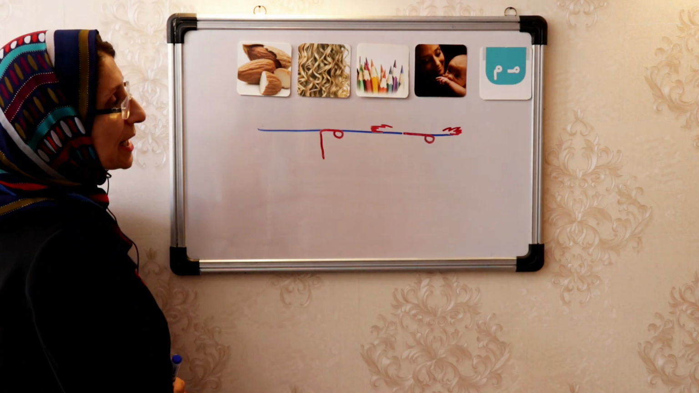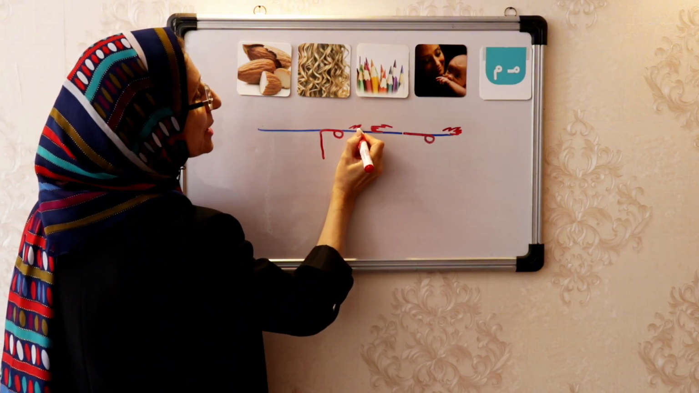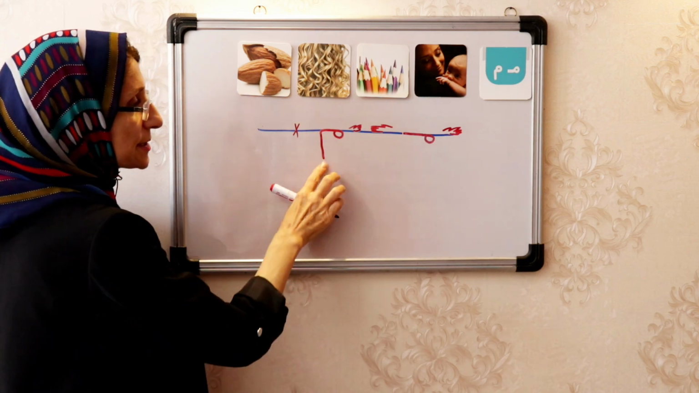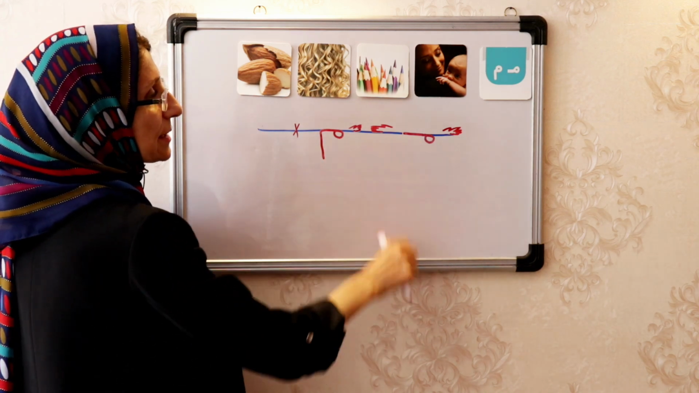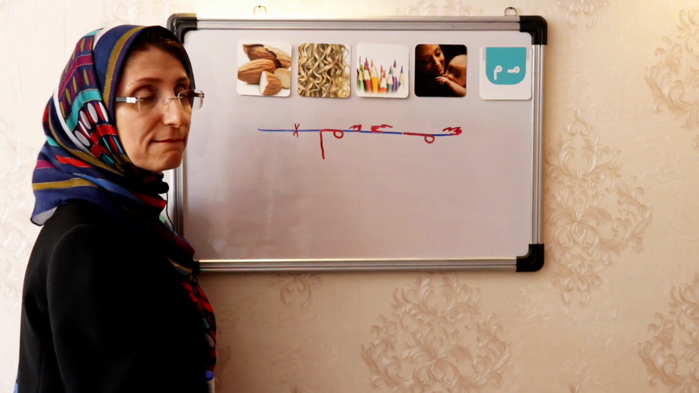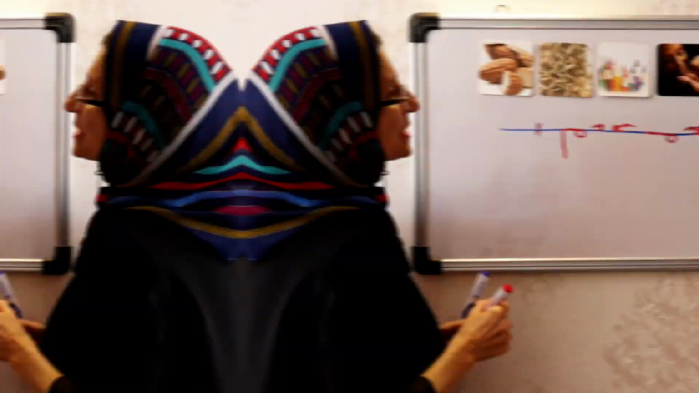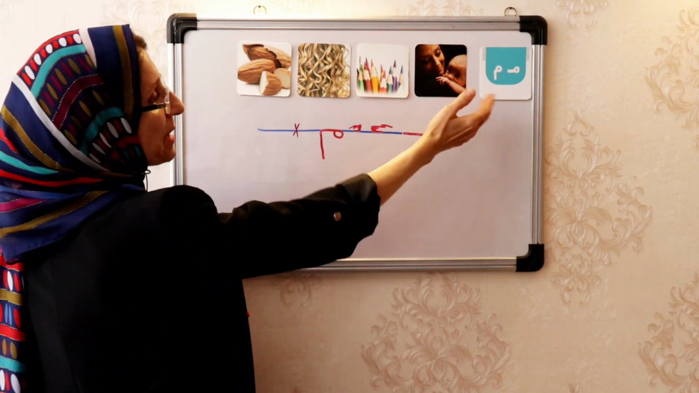"Me" final can take the hands of the previous sound but not the next. This is the last sound. "Me" non-final, "me" initial, and "me" final. Let's go to the pictures to see what words we have with "me".